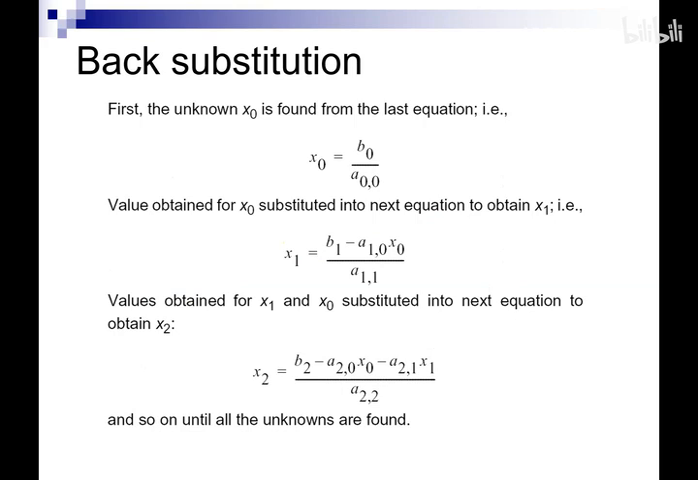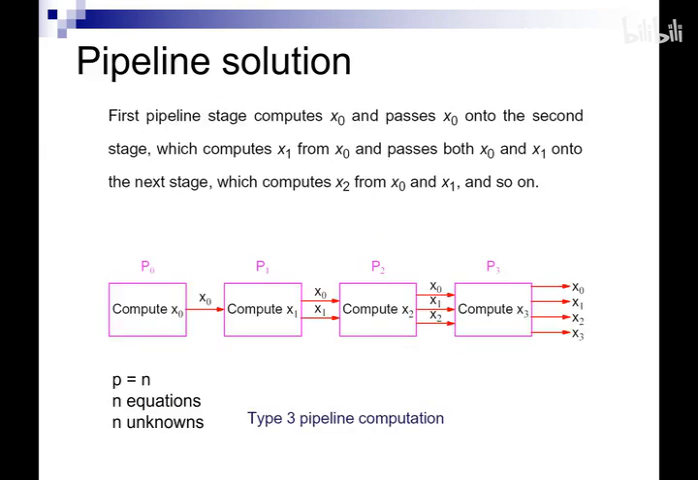These are the computations that each process does. The first process just computes B0 divided by A00. P1 is going to get the value of X0, and then he can use that to compute X1. Then P2 is going to get the values of X0 and X1, and he can compute X2, and so on. If you look at the pipeline, this is a representation of the pipeline. If we have n unknowns, we have n equations, and we're also going to use n processes.